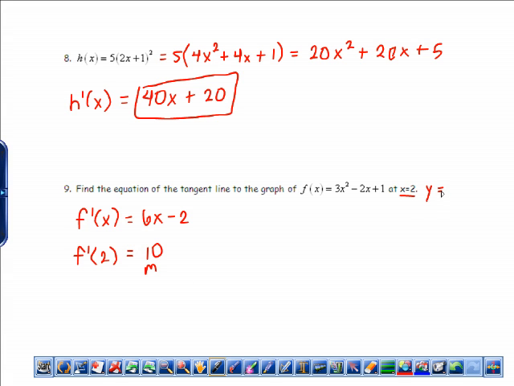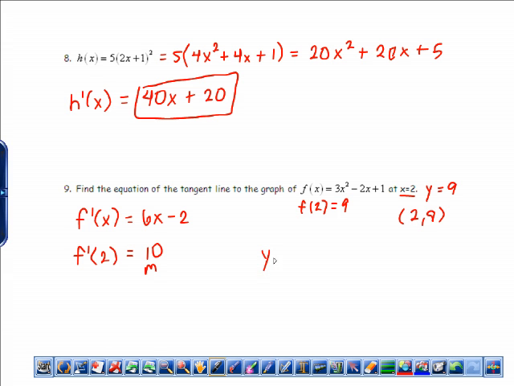Here's the x value of the line. How do you find the y value? Well, you just plug it in. You do f of 2. So this is going to give me 9. There we go. So our point is 2, 9.